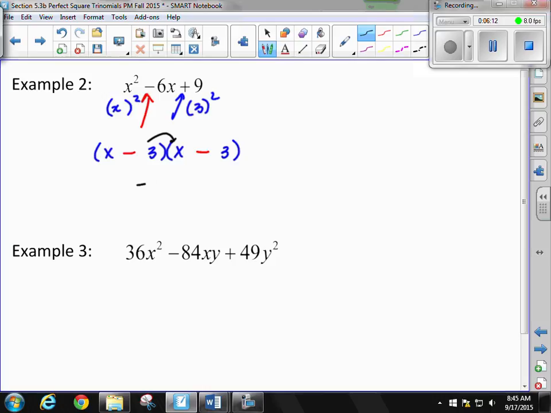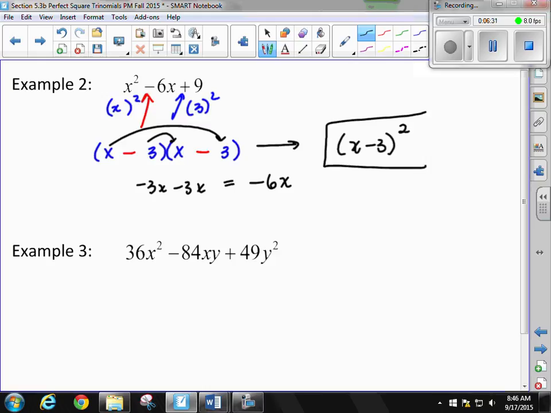Then we multiply out the inside and the outside terms to see if we have the correct middle term. Negative 3 times x is negative 3x. X times negative 3 is negative 3x. Negative 3x minus 3x is negative 6x. That does give me the correct middle term, so I know my correct factoring now. I go back and write this as x minus 3 squared. There's my perfect square binomial.